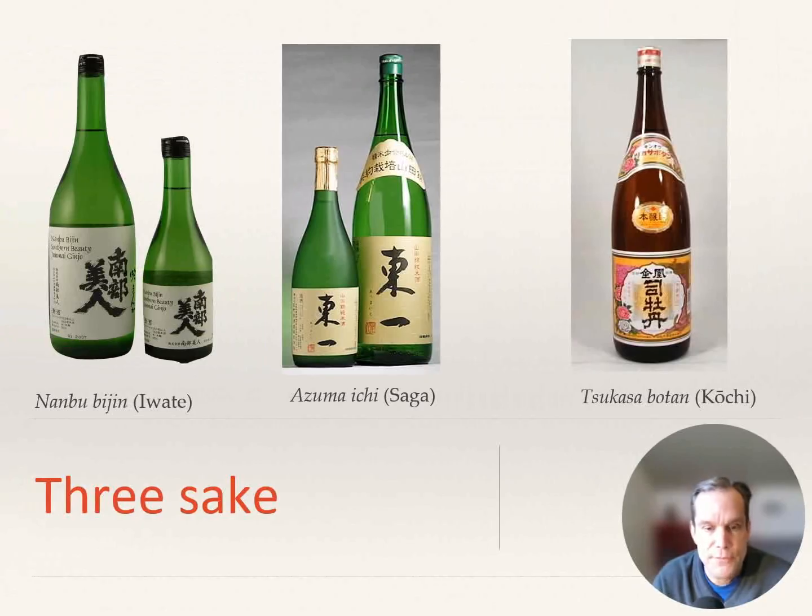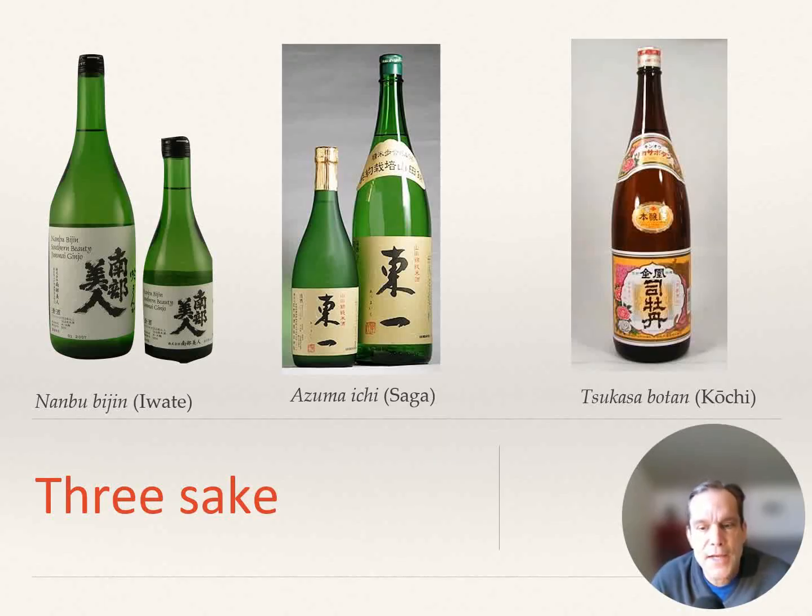Here are three of my favorite sake. I just kind of chose it at random. One is Nambu Bijin. You can usually find this in American supermarkets. It's a very dry sake from Iwate Prefecture. And then when I was in Saga once, I discovered Azuma Ichi. I really like that sake. It's a little more sweet. It's meaty, kind of has barbecue notes.